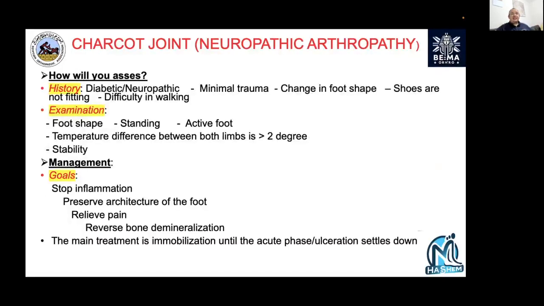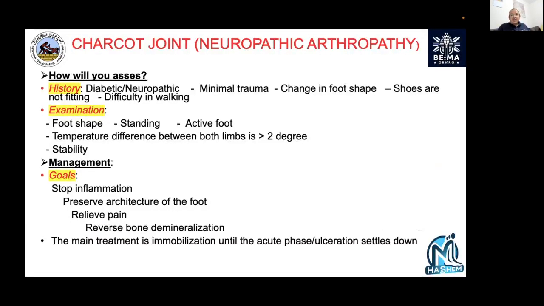One specific clinical test is to measure the temperature gradient at different points of the foot, and if you see more than 2 degrees difference between the suspected Charcot limb and the normal limb, this is definitely an active Charcot limb. Stability is a very important point. You need to spot if there is any instability in the midfoot or the hindfoot, because this will dictate your treatment later on. Your management is according to the stage of the Charcot.